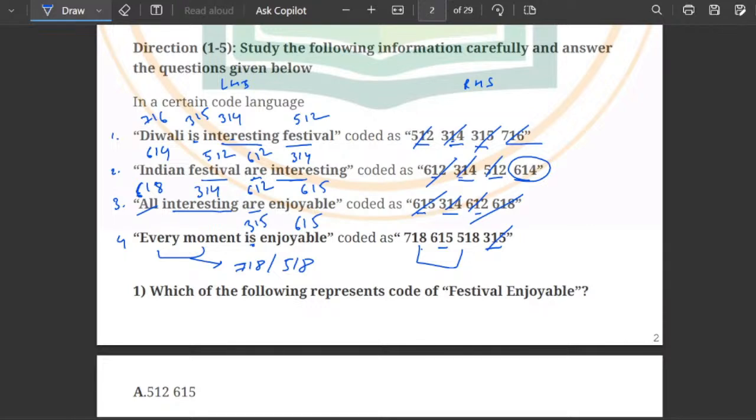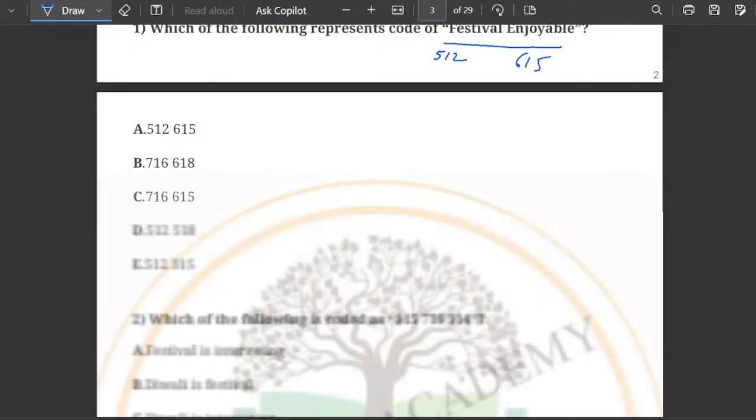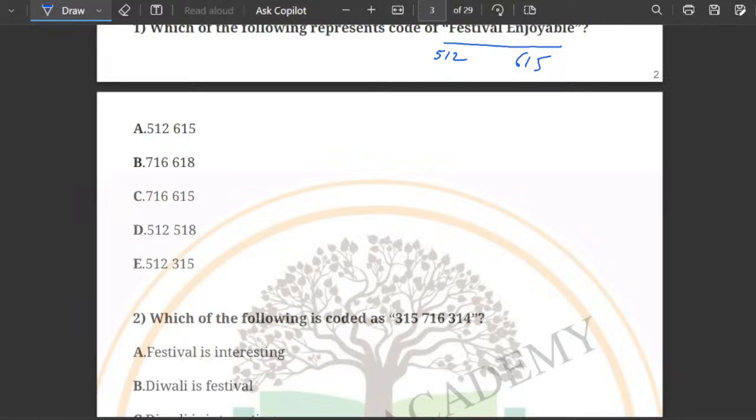Now we have found the coding part, meaning the number coded for each and every word. Let us see what is the question. The first question: which of the following represents the code for "festival enjoyable"? Now we know festival is 512 and enjoyable is 615. So in the options we have to find 512 and 615.